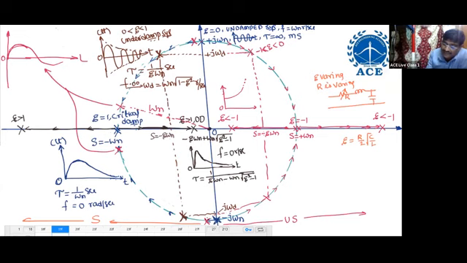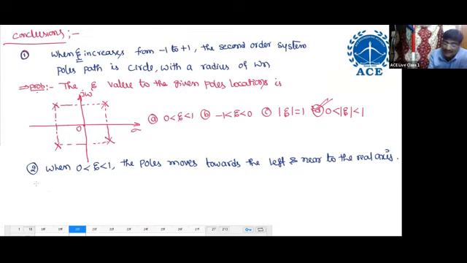Both are moving left now, like this. Both are moving left and near to the what? Real axis. So what happened in this case? First conclusion you tell. As the poles move left and near to the real axis, time constant decreases. Time constant decreases.